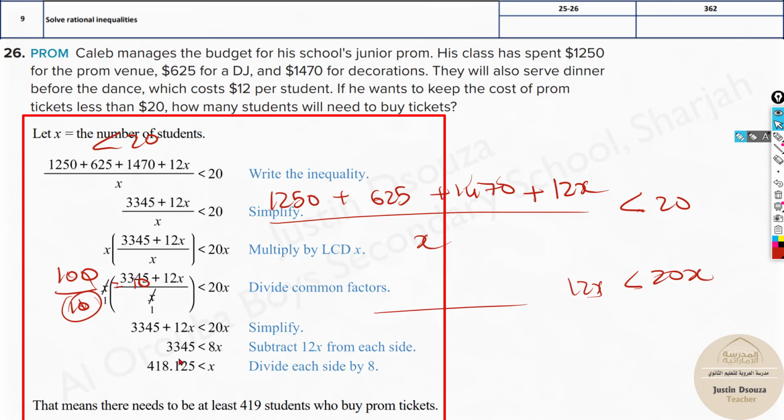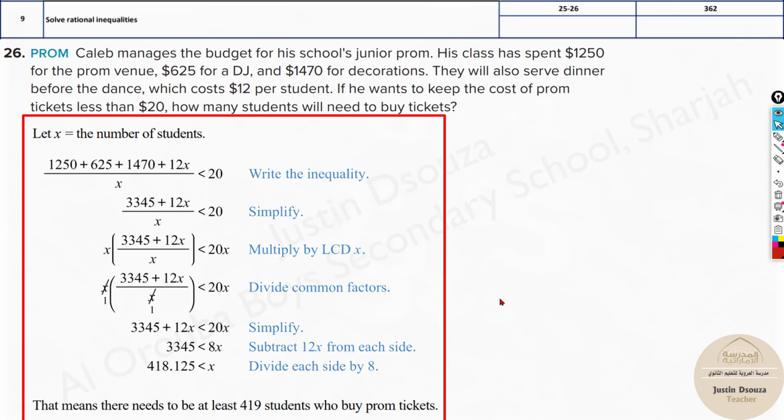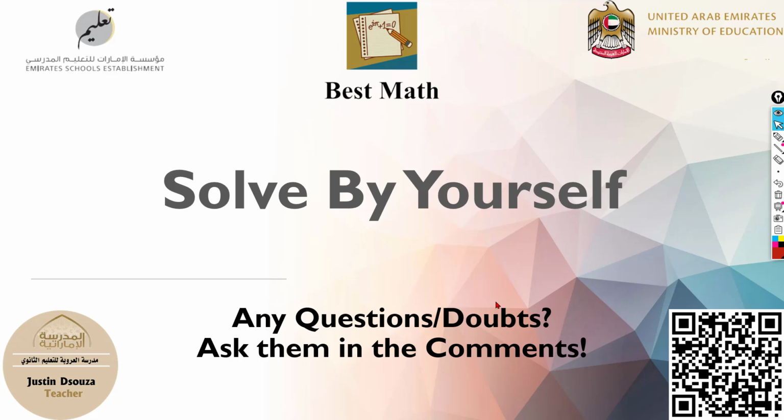418.125. Since x must be greater than 418.125, you can't take 418. It must be more than that, so 419 students, because you can't go lower. So that's why we have to have 419 students attending that prom in order to have the tickets for each student less than $20. That's how we solve these easy ones. Please practice them by yourselves, and if you have any doubts, post them in the comments.